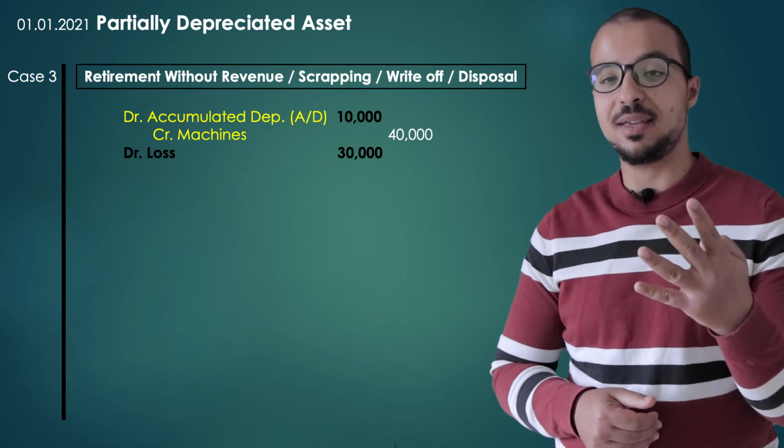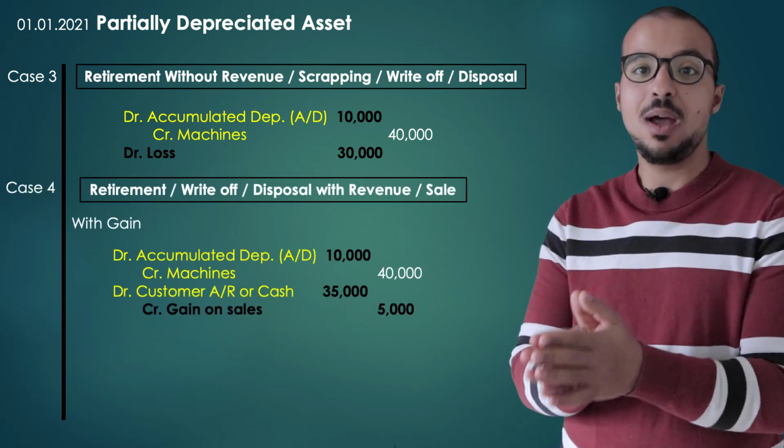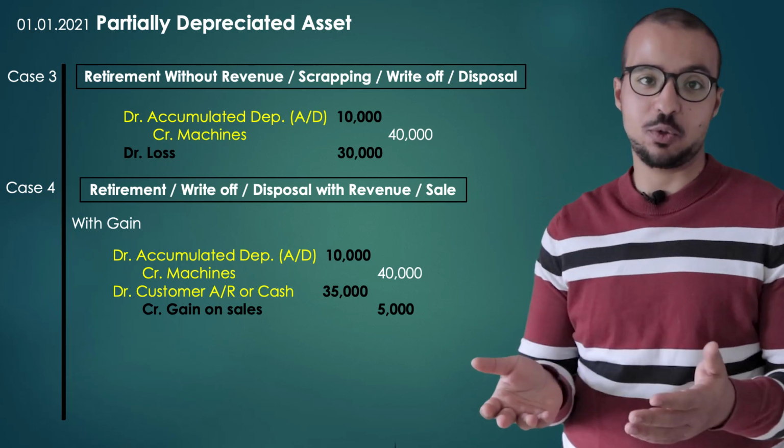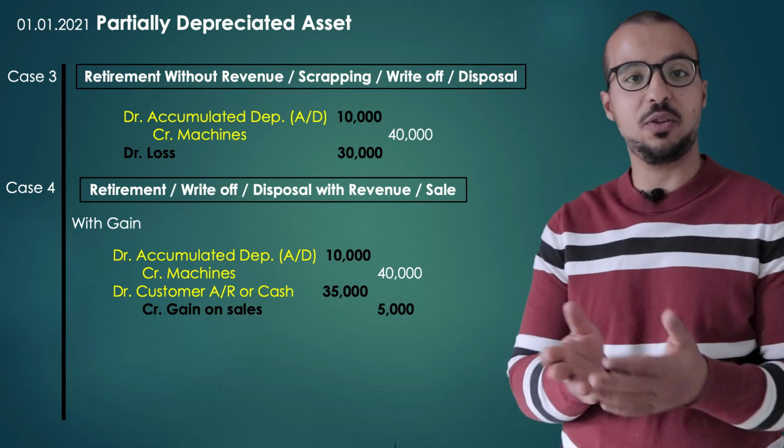The fourth business case is if we do exactly the same on 1st of January 2021, but instead of throwing it out for free, we are actually selling it to a customer. And when we sell it to the customer, we can either sell it for a gain or we sell it for a loss.